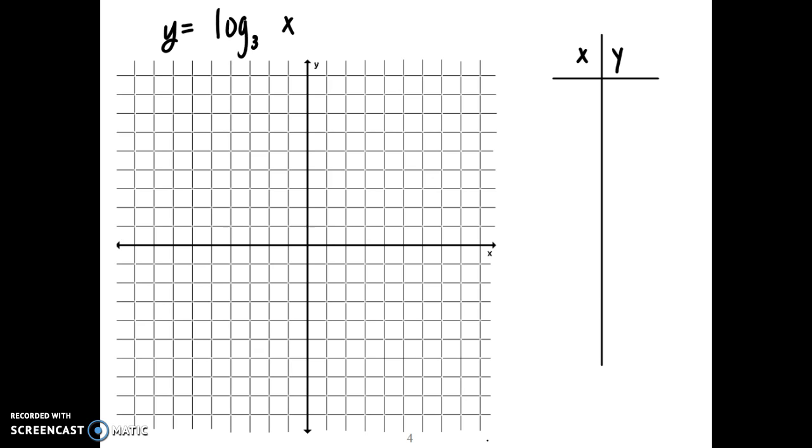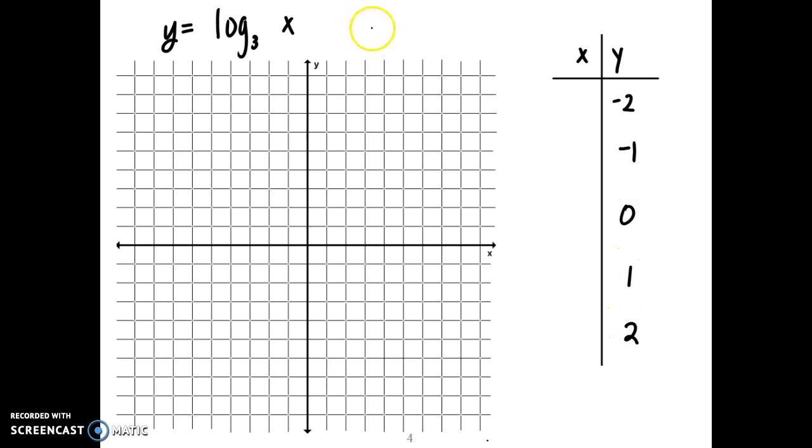So we are going to begin with -2, -1, 0, 1, 2, but we're not going to place them in the x column. We're going to place them in the y column. So -2, -1, 0, 1, 2.